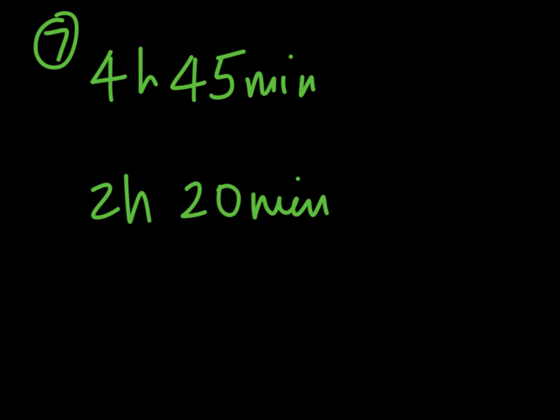Question 7, write in decimals. So 4 hours 45 minutes is going to be 4 point something. 2 hours 20 is going to be 2 point something. So how do we get the points? Well, we know what fraction of an hour 45 minutes are. And if we know the fraction, then we can change that to a decimal. Similarly, 20 minutes, we can change that to a decimal. Now when you change 20 minutes to a decimal, it's going to be a recurring decimal. So it's going to have the same number, keep going on and on and on. Just write it down to 2 decimal places.